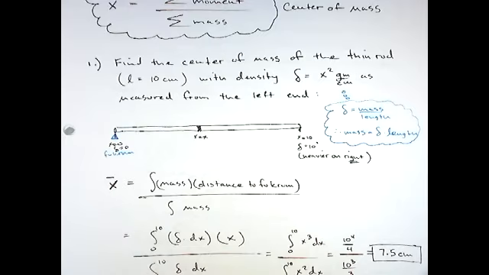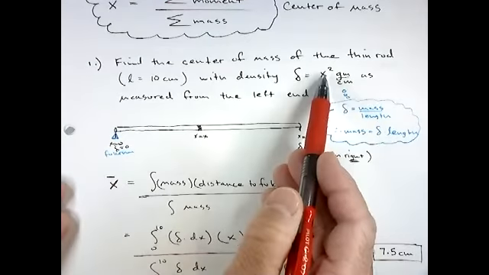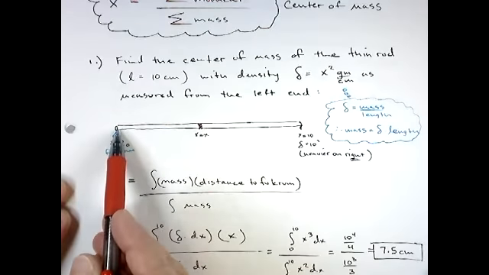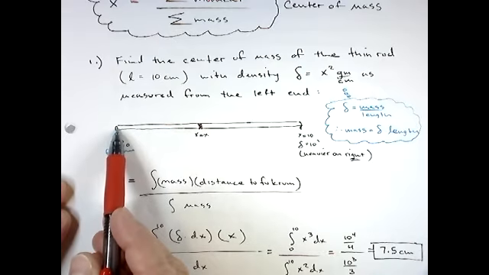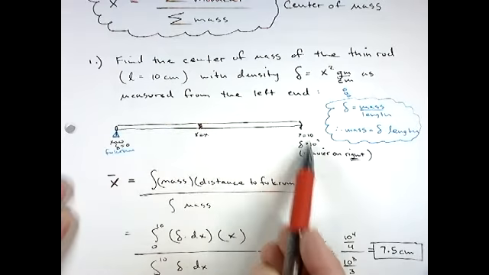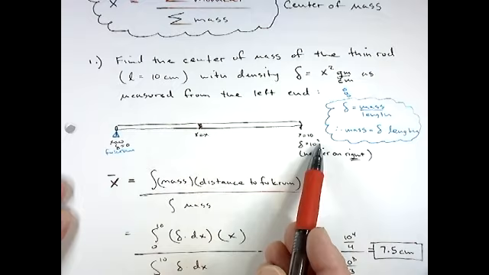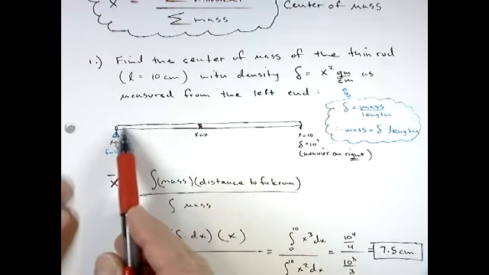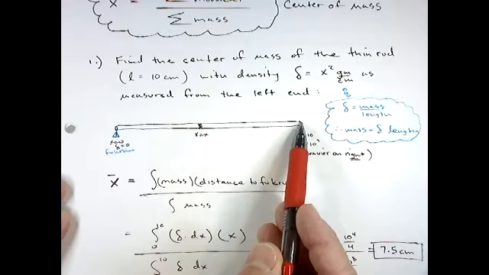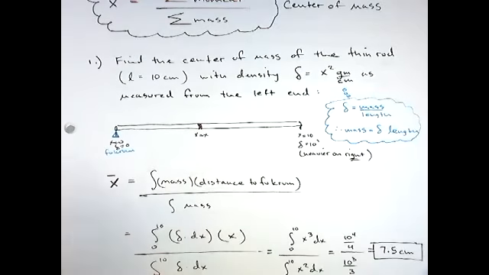Okay, the density, according to this density formula, if we call x equals 0 the left end, has no density, no mass right there. And when x is 10, the density is 10 squared, 100 grams per centimeter. So you could think of this as a thin wire that's getting heavier and heavier as you move towards one end.